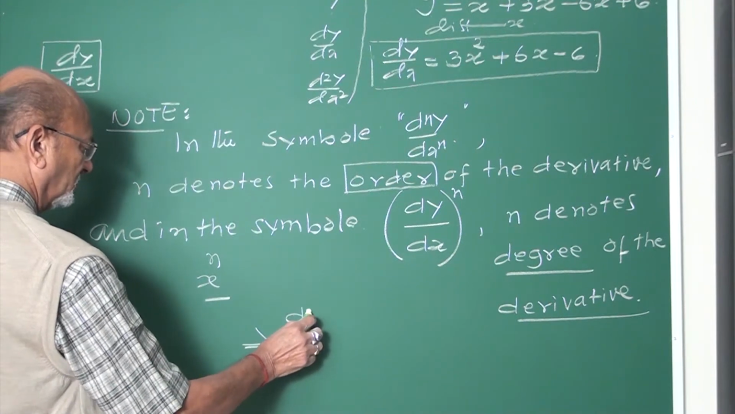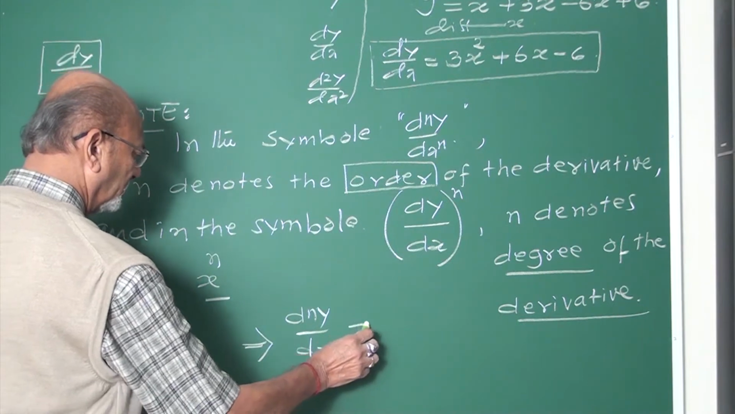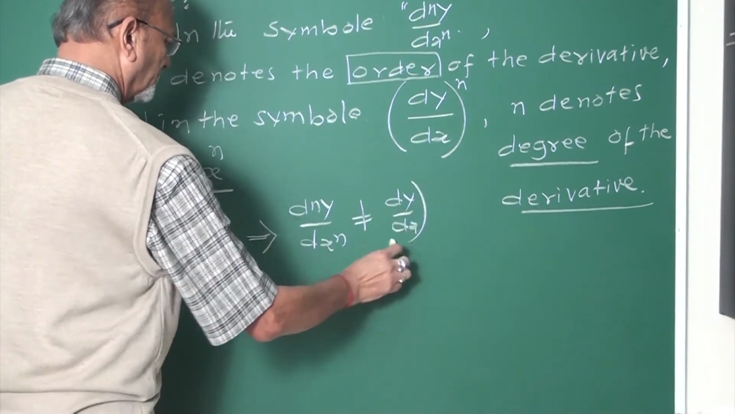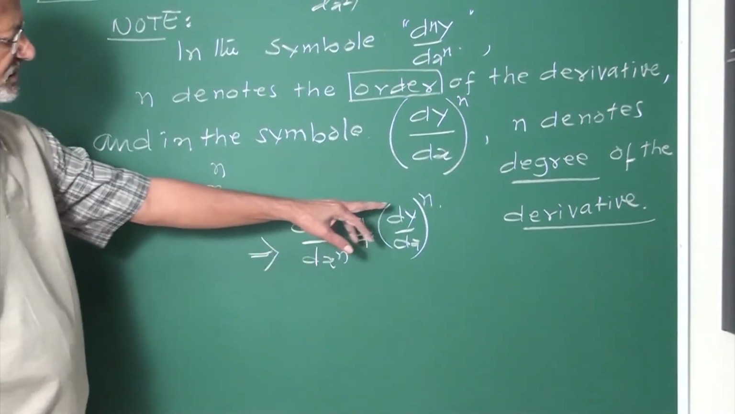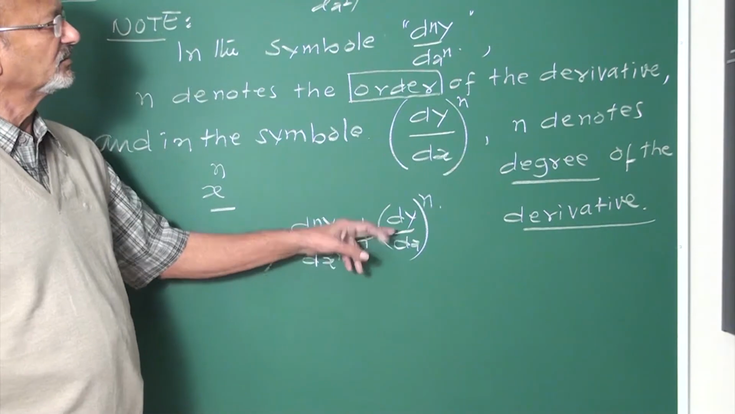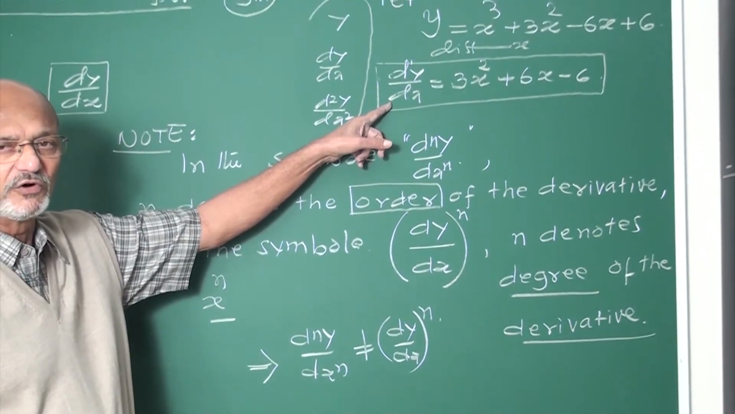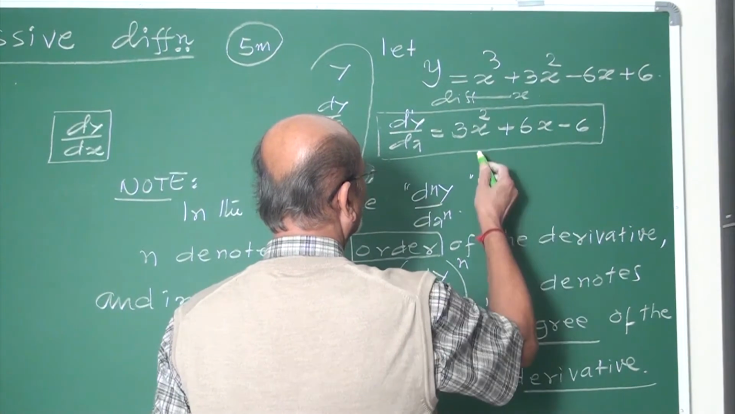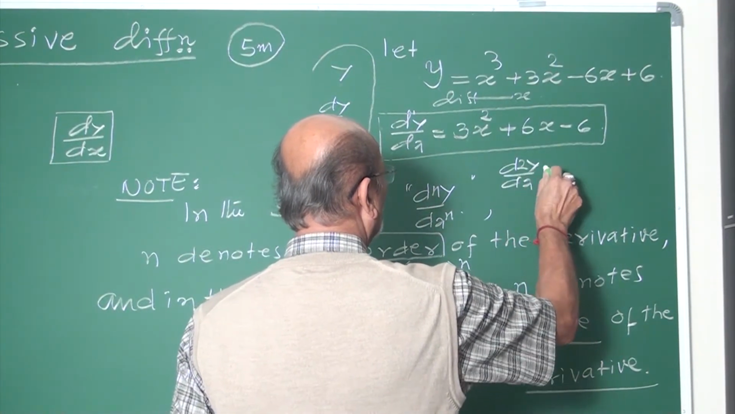d^n y by dx^n is totally different from (dy by dx) to the power n. Yes, my friend, here it is order, here it is degree, so they are not the same. Here, this is dy by dx, of order 1. If you square it, you can go for d2y by dx2. What is this?